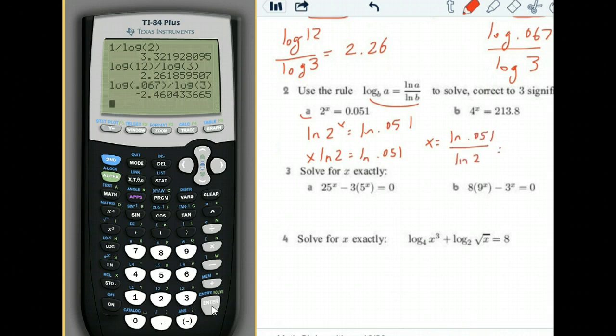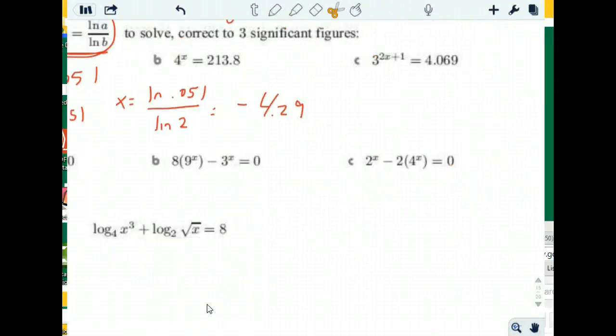Okay? And so if you were on your calculator, you would go natural log ln 0.051 divided by ln 2. You get negative 4.29. Now let's do C.